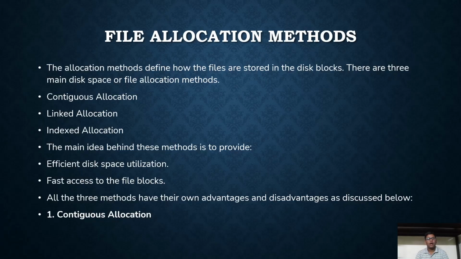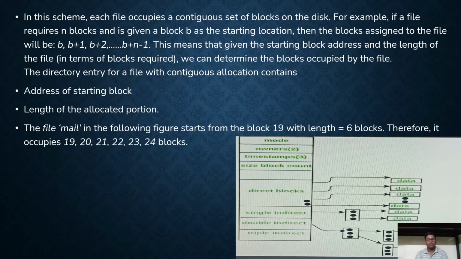File allocation methods. Allocation methods define how files are stored in the disk blocks. There are three main disk space and file allocation methods: contiguous allocation, linked allocation, and index allocation. The main idea behind these methods is to provide efficient disk space utilization and fast access of file blocks. All three methods have their own advantages and disadvantages, discussed below. First one, contiguous allocation.